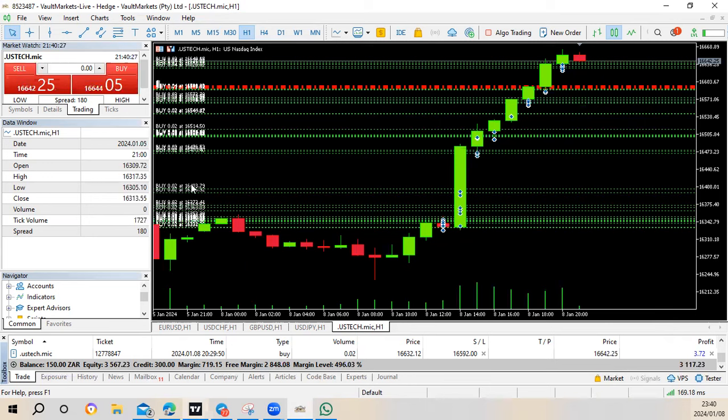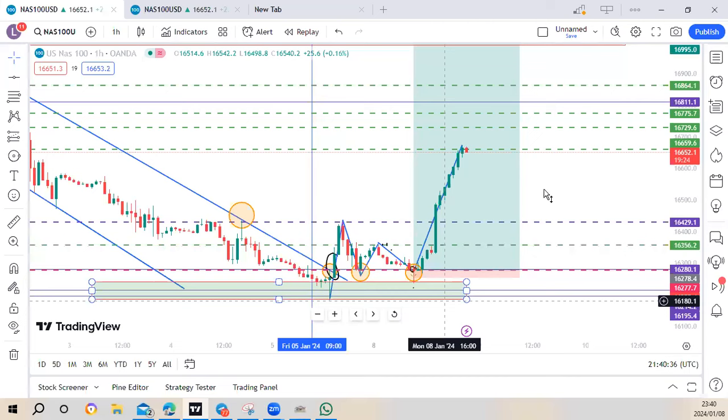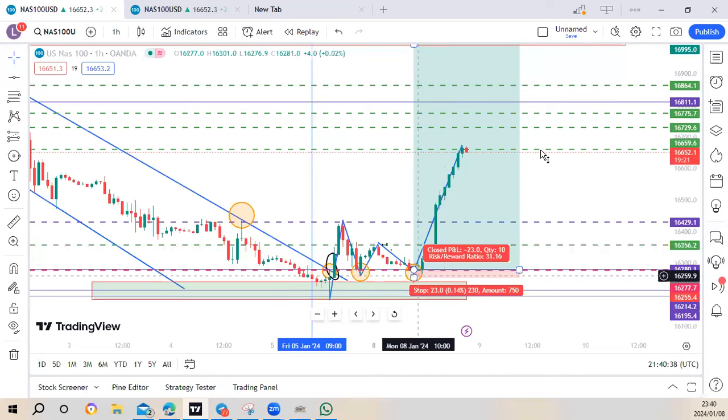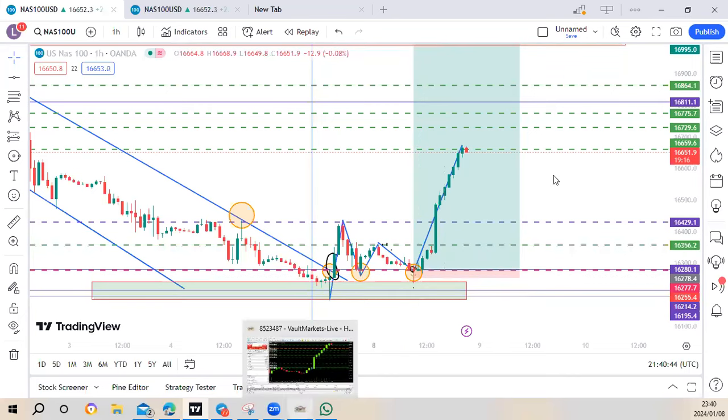Is this the breakout? No, it's this first breakout. On level 16,356, I think that's where I got my entries. That's where I managed to spot my entries and got in. Let me see, 16-something.